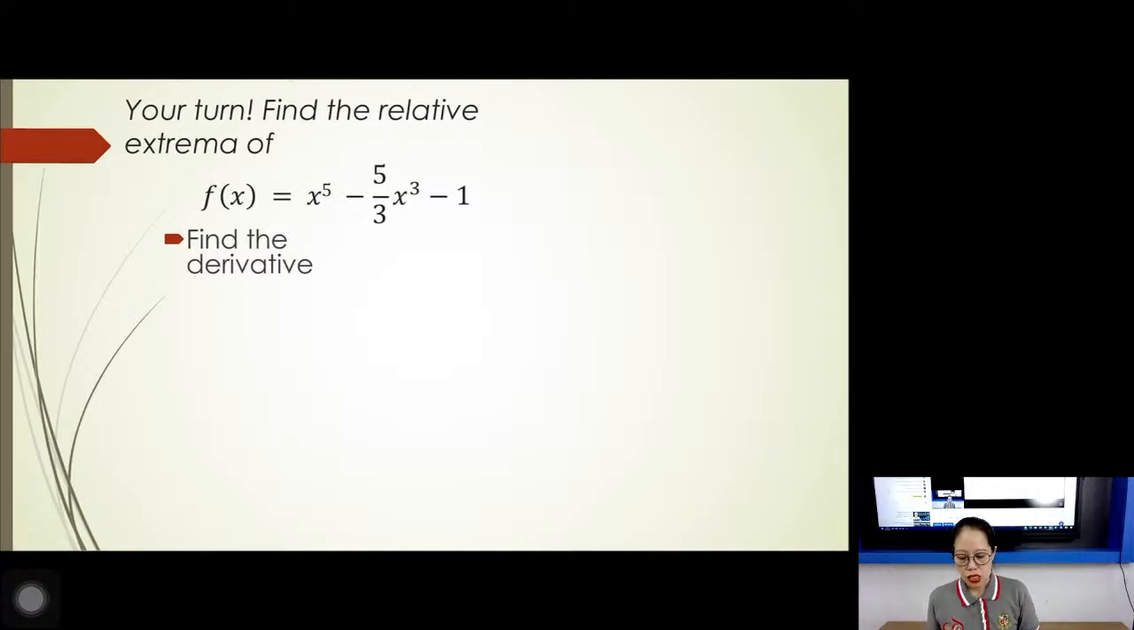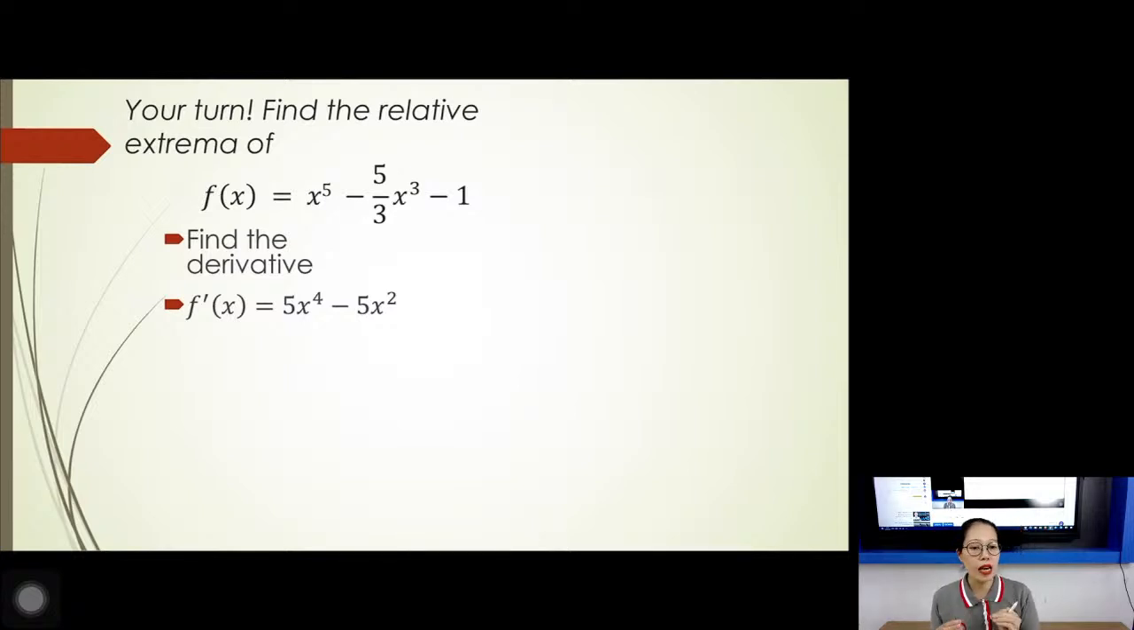Very good. So the derivative will be 5x to the 4th minus 5x squared. That's correct. Okay. So again, the constant one will be what? Gone, because the derivative of a constant is 0. Okay. So after finding the derivative, what's step number 2?